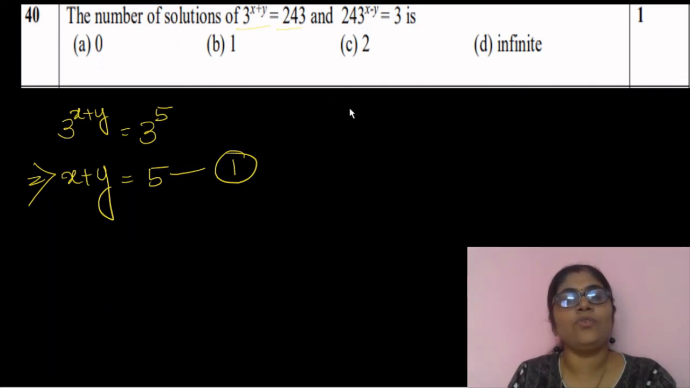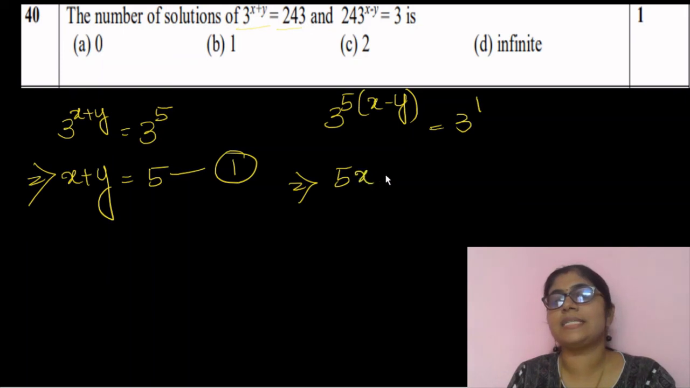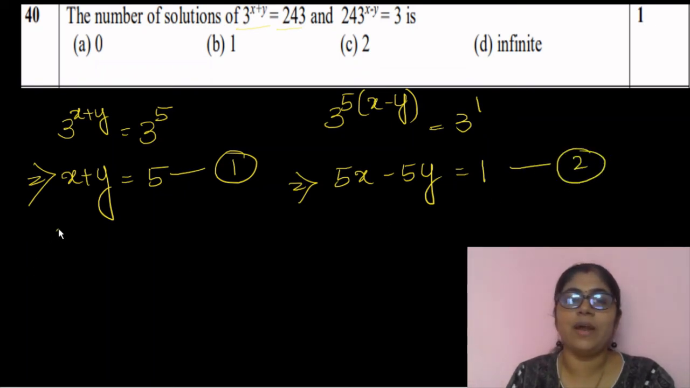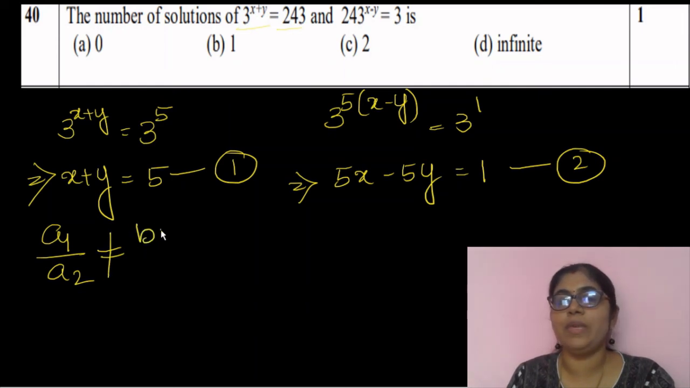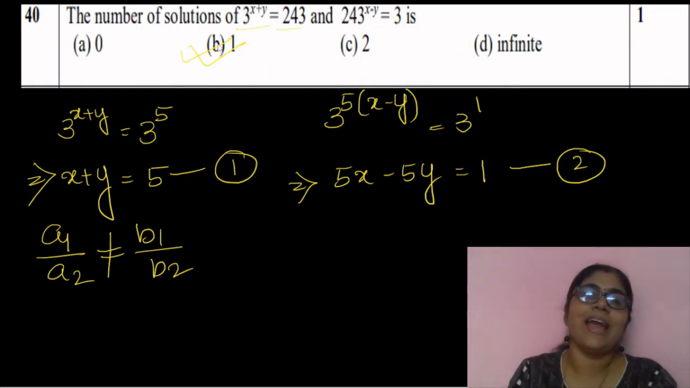Then 243, that means 3 to the power 5, to the power x minus y equals to 3 to the power 1, which implies that 5x minus 5y equals to 1. So from these two equations, we can find out that a1 by a2 is not equal to b1 by b2. So this has a unique solution. That means the number of solutions equals 1. Option B is the right answer.